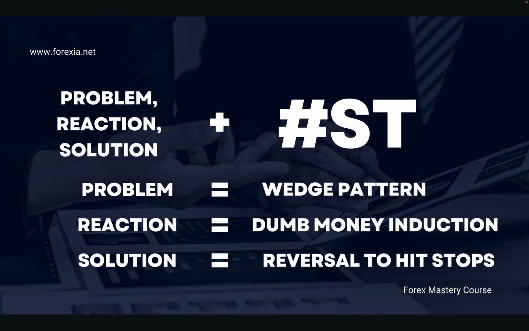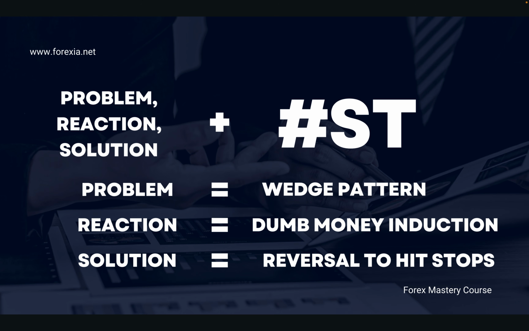Problem, reaction, solution plus the signature trade pattern. So previously we spoke about the problem, reaction, solution, that entire concept in the realm of trading. How does it apply to the signature trade pattern? Well, the problem is the wedge pattern. Why? Because you don't know where it's going to break out. Dumb money is just waiting for this wedge pattern to break out. They are extremely impatient, waiting for this wedge pattern to break out.